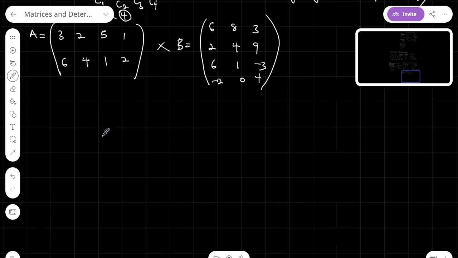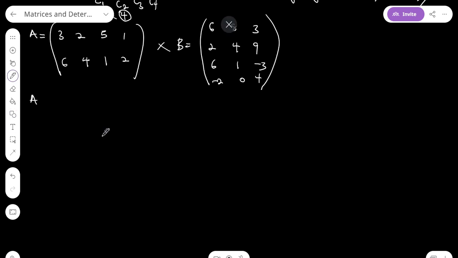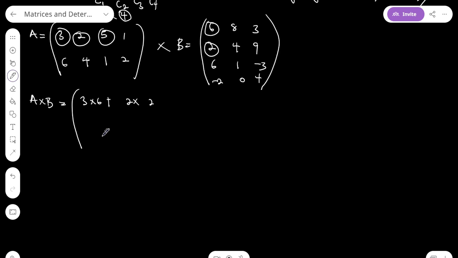So now, in this case, A cross B, A multiplying B will equal now 3 multiplies 6 plus 2 multiplies 2, right? The first element multiplies this plus this multiplies this plus this multiplies this plus this multiplies this. So we have 3 multiplying 6 plus 2 multiplying 2 plus 5 multiplying 6 and then plus 1 multiplying minus 2.